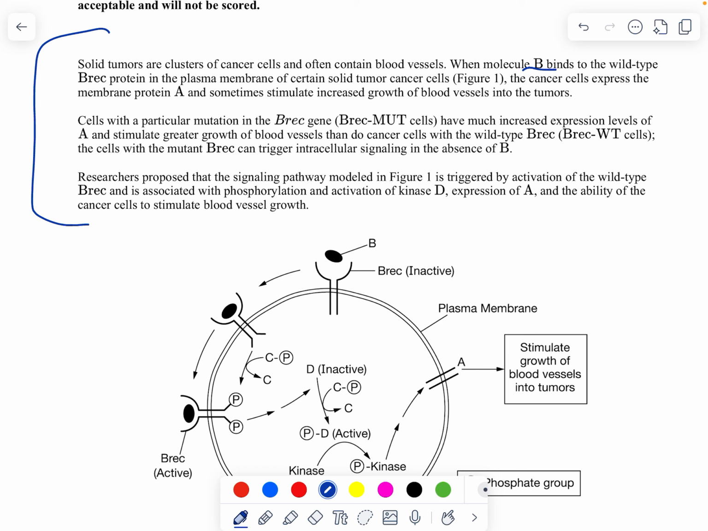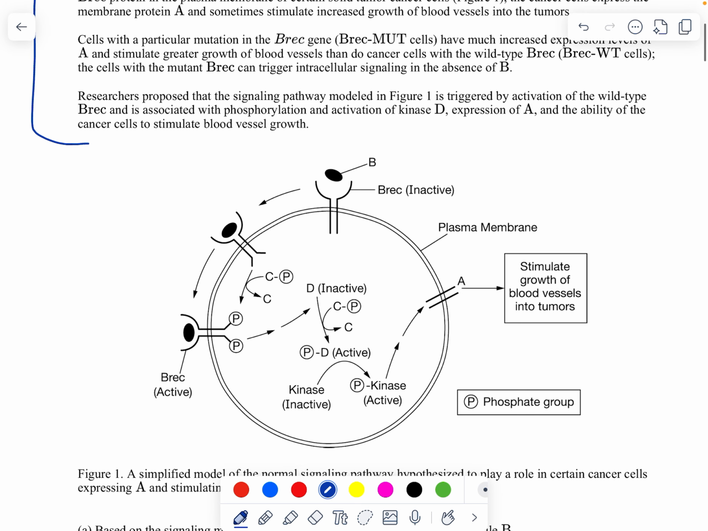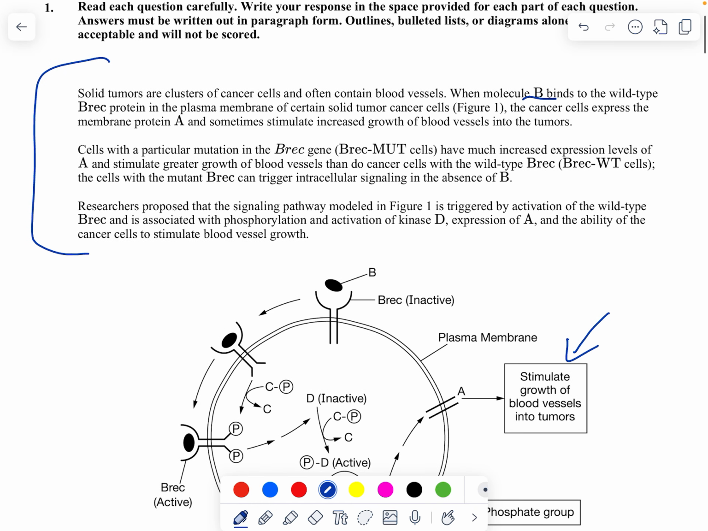In the plasma membrane of certain solid tumor cancer cells, see figure 1, the cancer cells express the membrane protein A and sometimes stimulate increased growth of blood vessels into the tumors. So here's figure 1, right? Figure 1 is talking about when B binds, we have this transduction, and we have active and inactive, and active and inactive, and then finally you stimulate growth of blood vessels into tumors, which of course feeds them and gives them nutrients and all that sort of stuff.